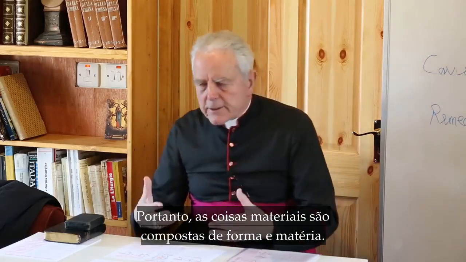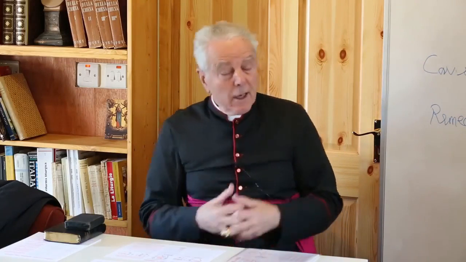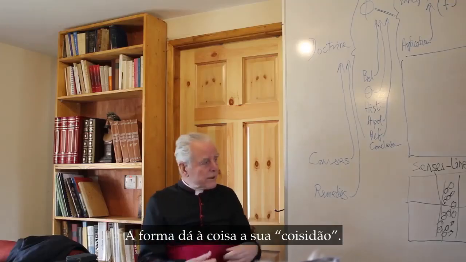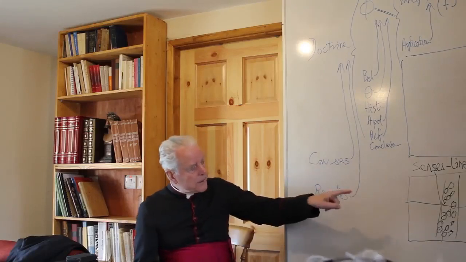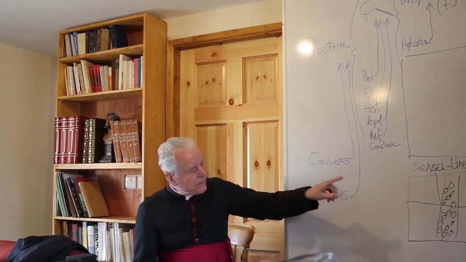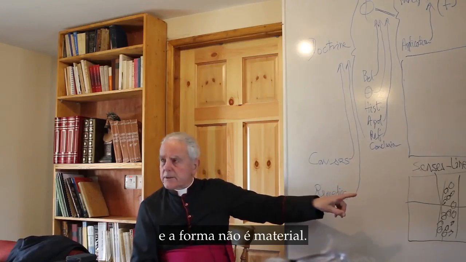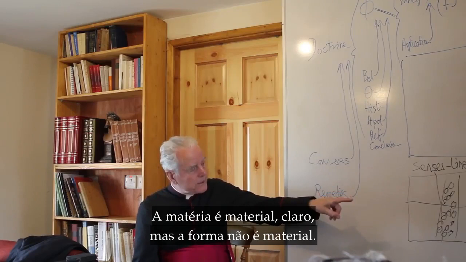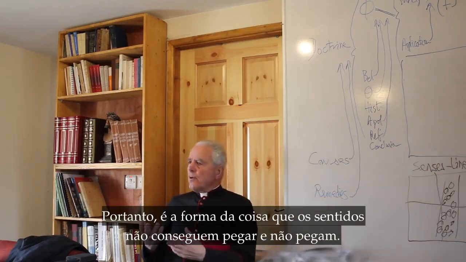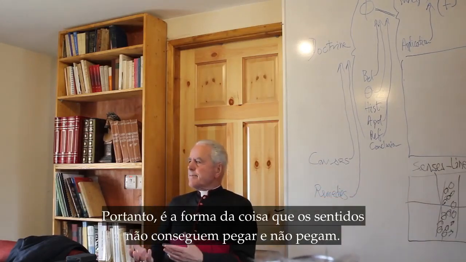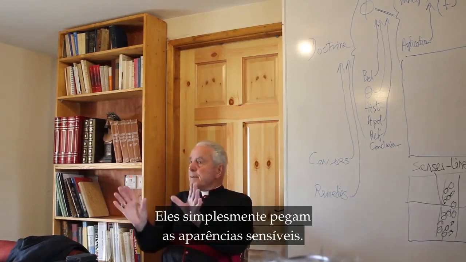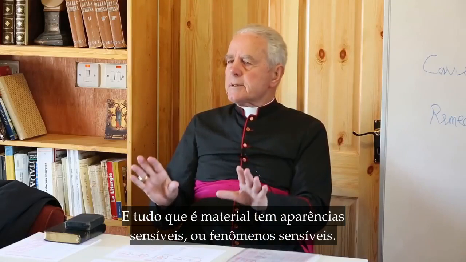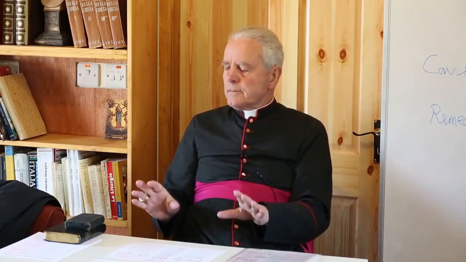Therefore, material things are composed of form and matter, and form is what makes the thing what it is. The form gives to the thing its whatness. So the form is in blue, and the form is not material. The matter is material, of course. The form is not material. Therefore, it's the form of the thing that the senses can't pick up and don't pick up. They simply pick up the sense appearances. And everything material will have sense appearances or sense phenomena.